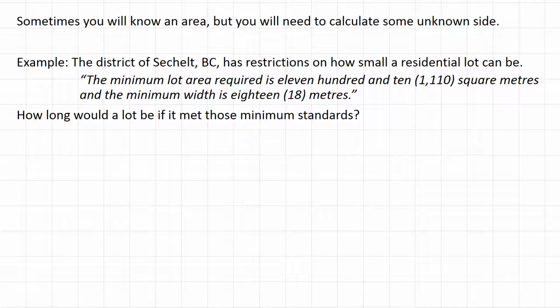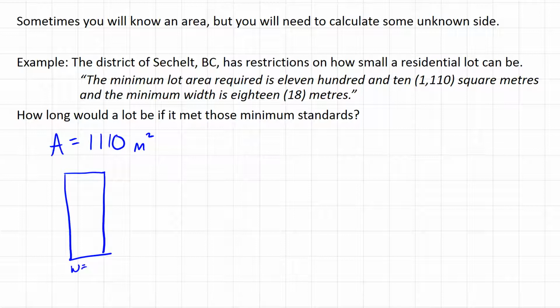So we're told the area of the lot, 1,110 square meters, and it has to be 18 wide. So we have this rectangular lot with a total surface area. We're told that the width is 18 meters. So can we find the length?